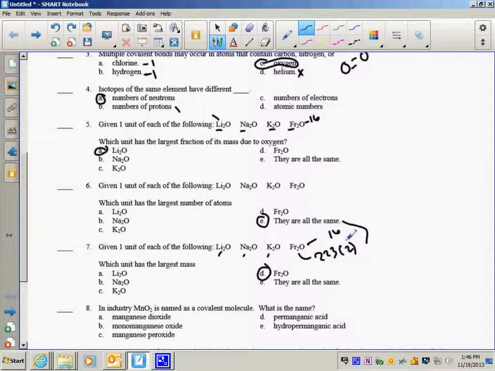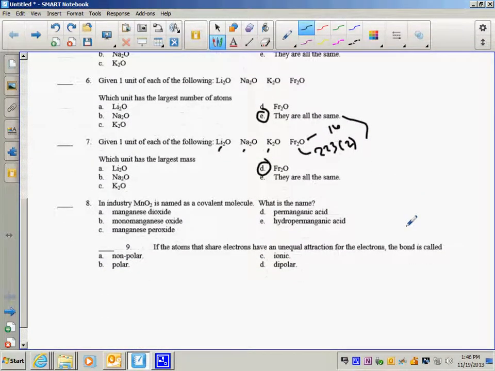Manganese oxide is named as a covalent molecule. Key term here is covalent. That means we're using our prefixes. Manganese dioxide, which would be this one right here.